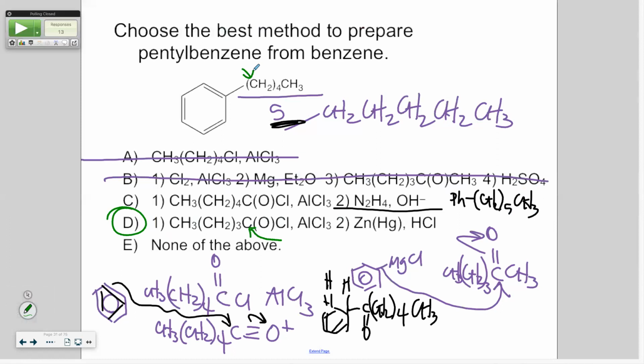Remember that the carbonyl carbon is the very first carbon that's attached to the benzene. I think most everybody puts C. All right, that carbon doesn't go away.